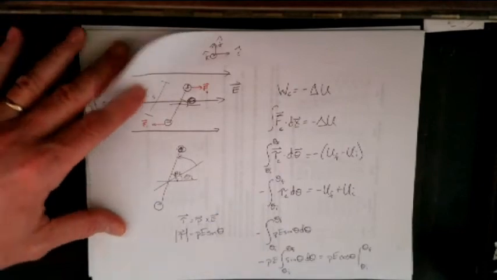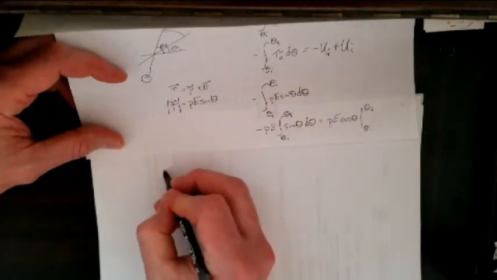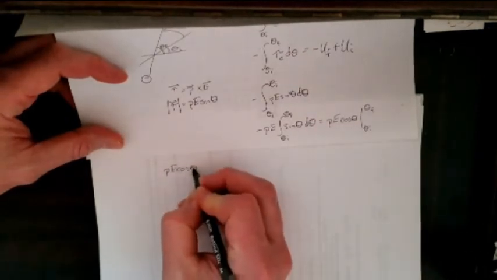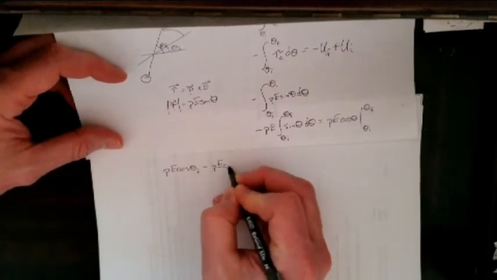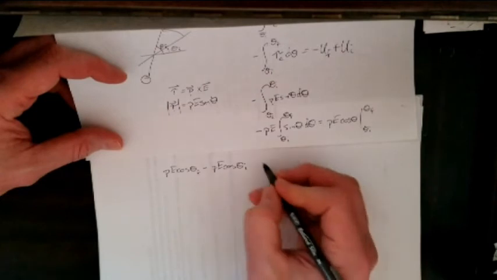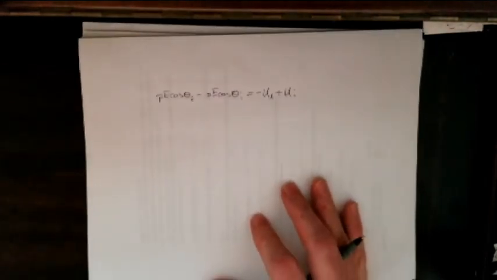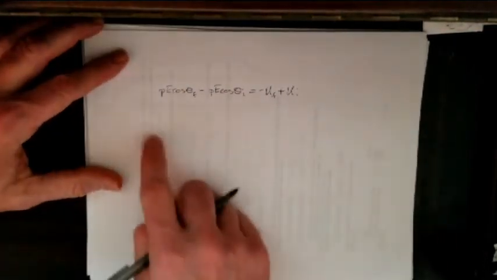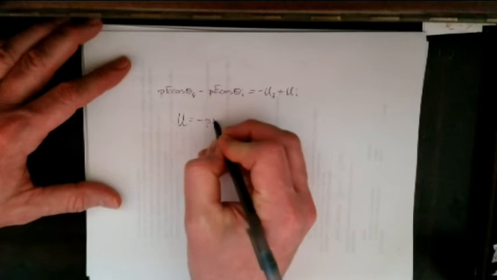Then plugging in, going to the new piece of paper here, what we have is our work is PE cosine theta final minus PE cosine theta initial. And that is equal to negative U F plus U initial. So this would make sense. I could make this work if I just assign that the potential energy is equal to negative PE cosine theta.